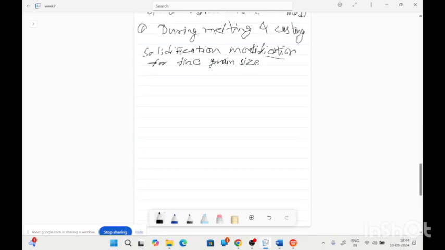So the solidification behavior can be modified by the nucleation method. We know that nucleation is of two types. One is homogeneous, and the next is heterogeneous nucleation.